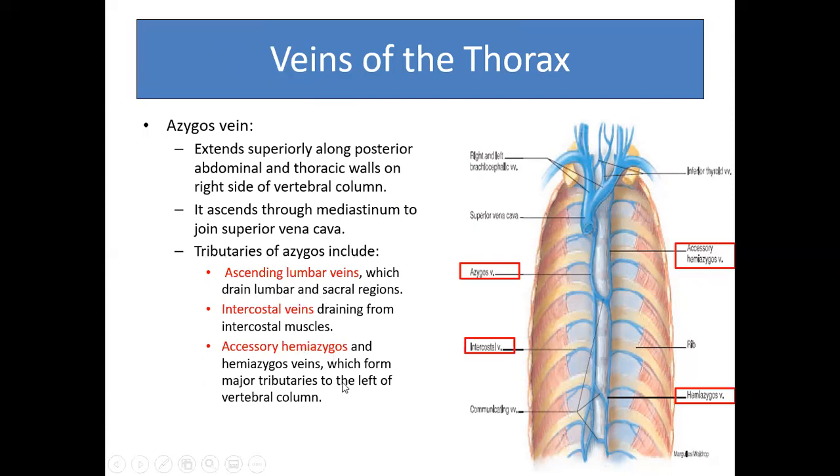We also have the accessory hemiazygous vein, a vein that will drain into the azygous vein. The accessory hemiazygous and hemiazygous veins form the major tributaries to the left of the vertebral column. The azygous vein is on the right side, but on the left side we have the hemiazygous vein and also the accessory hemiazygous vein.